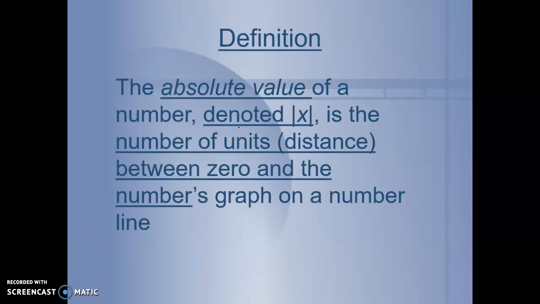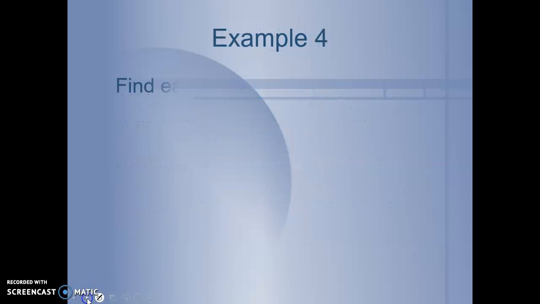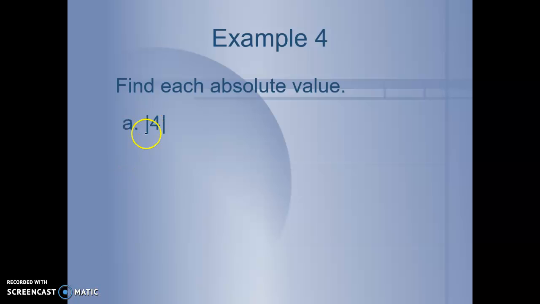The absolute value of a number, denoted with absolute value bars, where this x represents a number, is the number of units, or the distance between 0 and the number's graph on a number line. Let's take a look at some examples. Find the absolute value of each.